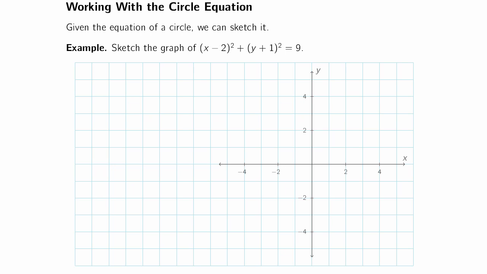One of the ways that we would like to be able to use the equation of a circle is, given the equation of a circle, we'd like to be able to draw that circle. So here's how we do this.